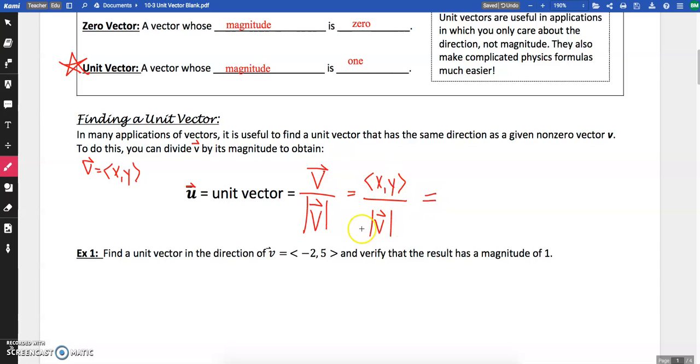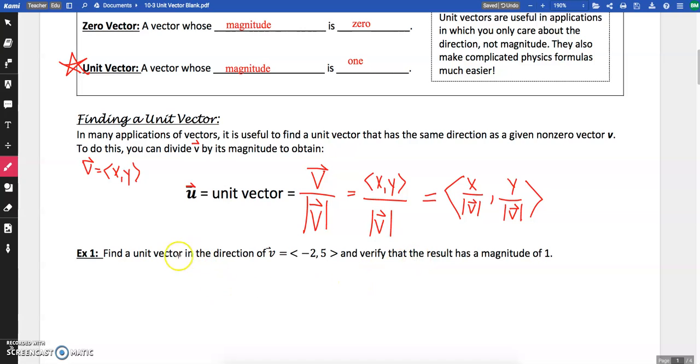This is kind of like multiplication by a scalar. Basically, I can distribute this division. So it's a big vector, x over the magnitude, comma, y over the magnitude. And we'll do some practice in a second. It's really not as bad as it might look from here.